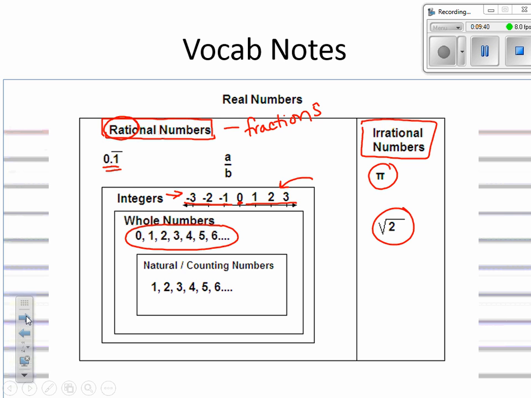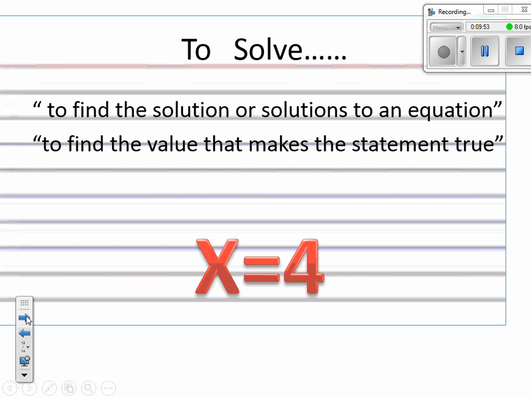Like I said before, there are different types of numbers called imaginary numbers that we're going to learn about later. That would be the other side of this chart, where we are not just talking about real numbers, but all numbers in the world. Okay, now we're going to take a look at what we do with all this knowledge, all this vocabulary, all these properties. We use it to solve.